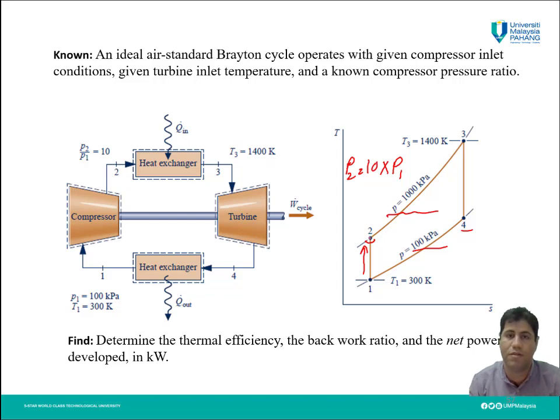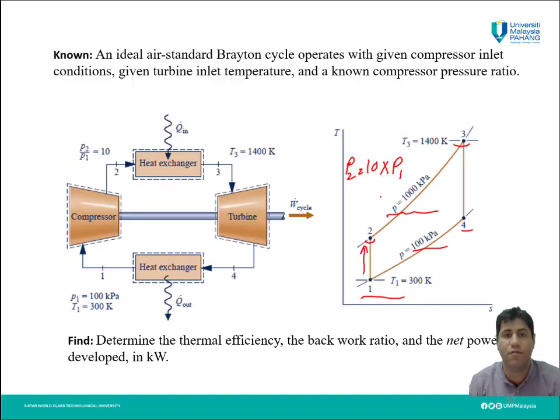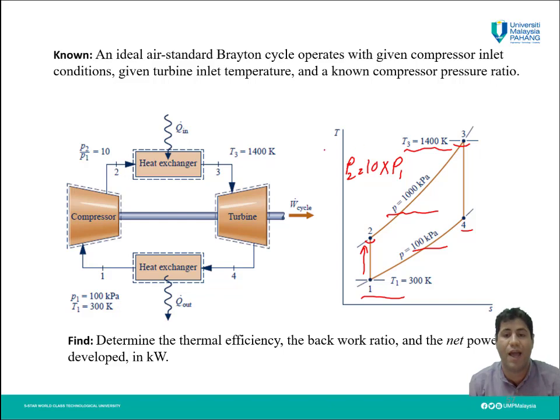Again, you know, the process from state 2 to state 3 for a Brayton cycle is a constant pressure process. So pressure in the state 3 also, which is after a heat exchanger or before turbine actually, is 1000 kilopascal. So we have pressure for all of these states. We have temperature for state 1 and temperature at the turbine inlet also is given. Temperature at turbine inlet means temperature at the state 3, which is 1400 Kelvin.